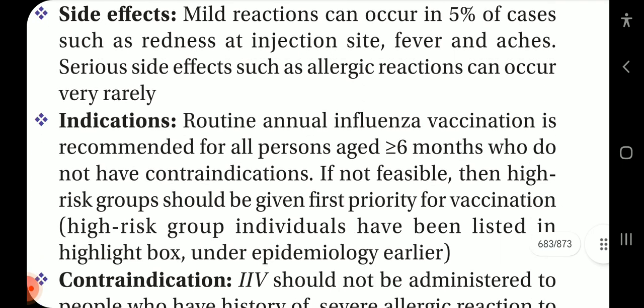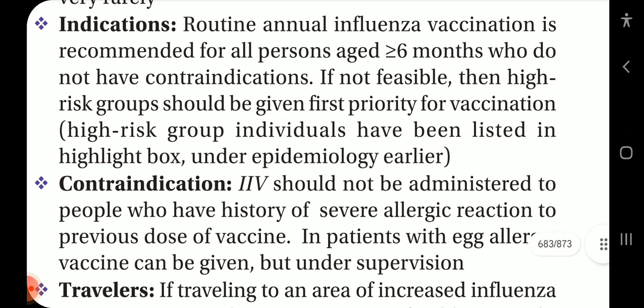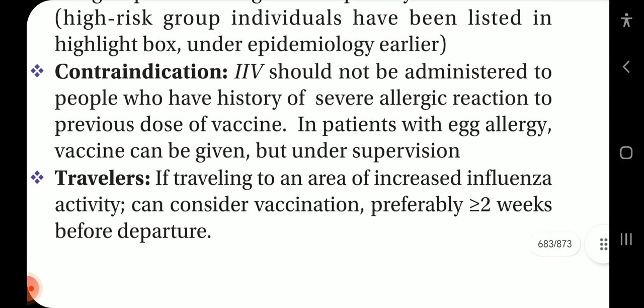Side effects: mild reactions can occur in 5% of cases, such as redness at injection site, fever and aches. Serious side effects such as allergic reactions can occur very rarely. Indication: routine annual influenza vaccine is recommended for all persons aged 6 months or more who do not have contraindications. If not feasible, then high risk groups should be given first priority for vaccination. High risk group individuals are common.